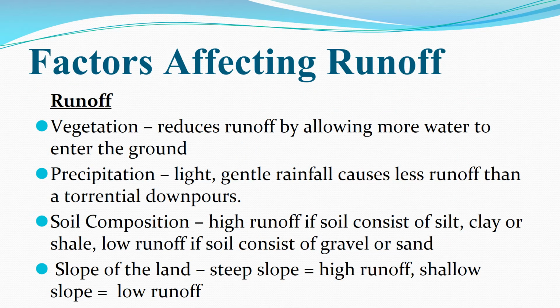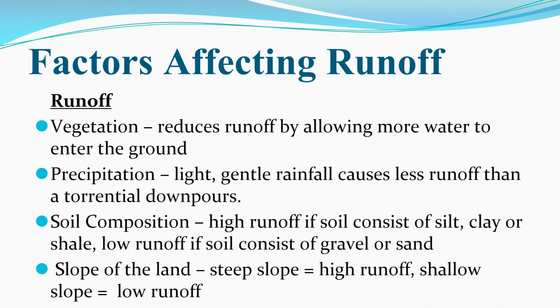Now, there's factors that affect runoff. So we have vegetation. It reduces runoff by allowing more water to enter the ground. Precipitation is basically, of course, gentle rainfall causes less runoff than a torrential downpour. So this right here is if we just had a shower and it's like sprinkling outside, that's not going to give us runoff like it is when we had like Hurricane Matthew and all that rain just came and roads were flooded and stuff. So those things, there's different factors that would actually affect runoff.